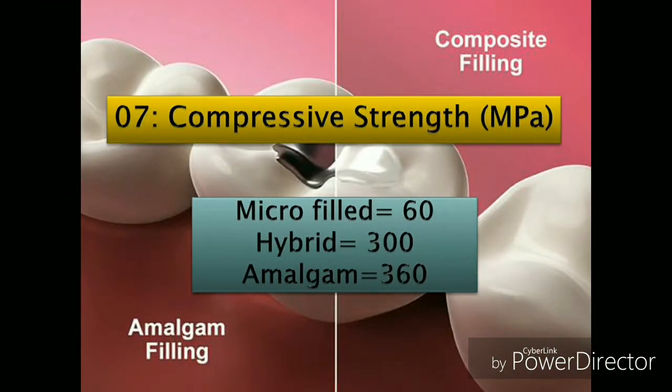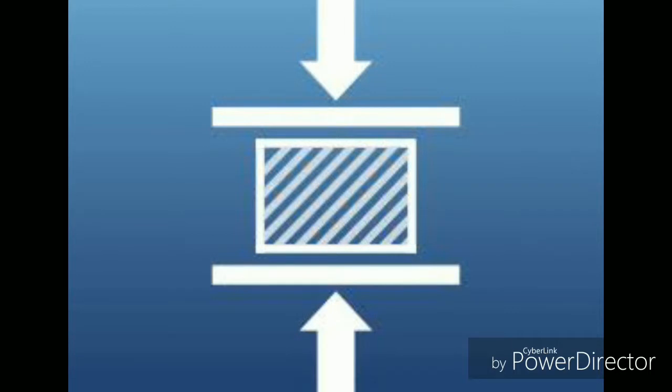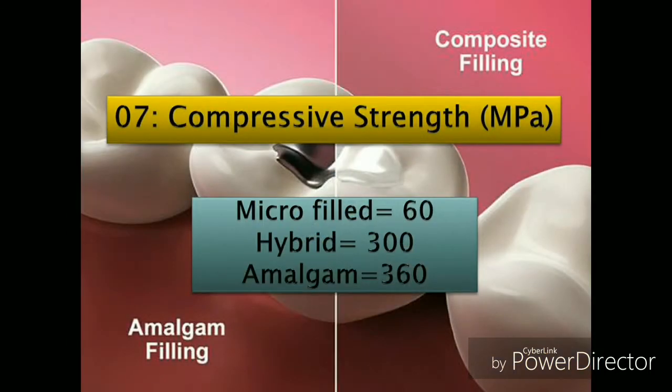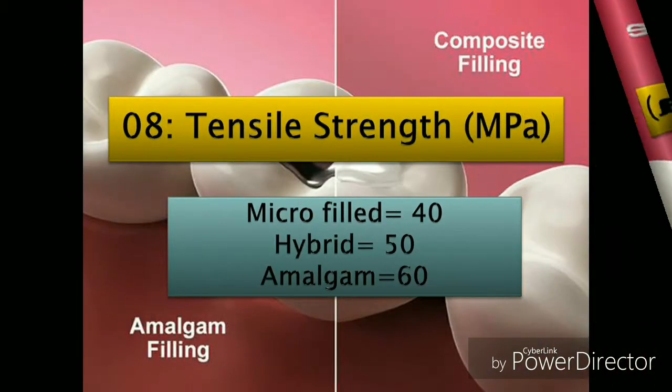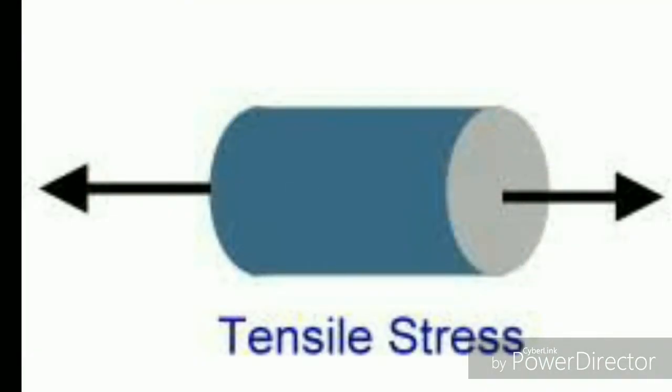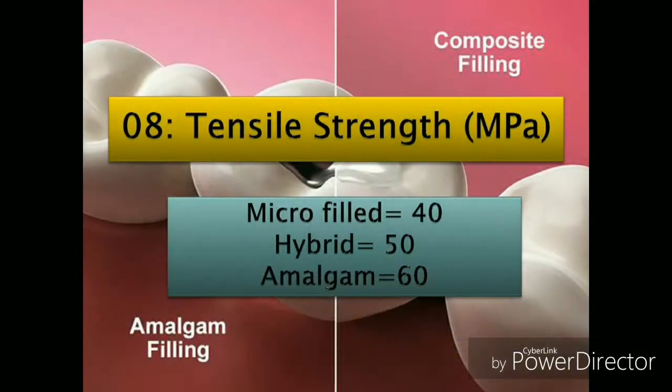Talking about the compressive strength, which shows the strength of a material under a compressive load, the microfilled and hybrid composites have compressive strength values of 60 and 300 megapascals, whereas dental amalgam is 360 megapascals. Comparing the tensile strength, which is the strength of a material under tension, the microfilled and hybrid composites have tensile strength values of 40 and 50 megapascals, whereas amalgam is 60 megapascals. Keep in mind that amalgam is much stronger when a compressive force is applied on it as compared to tensile force.